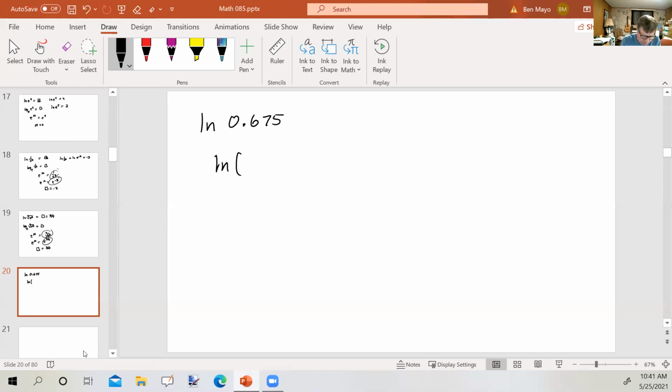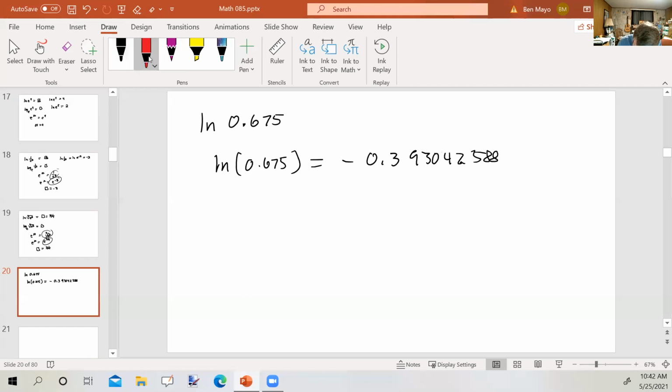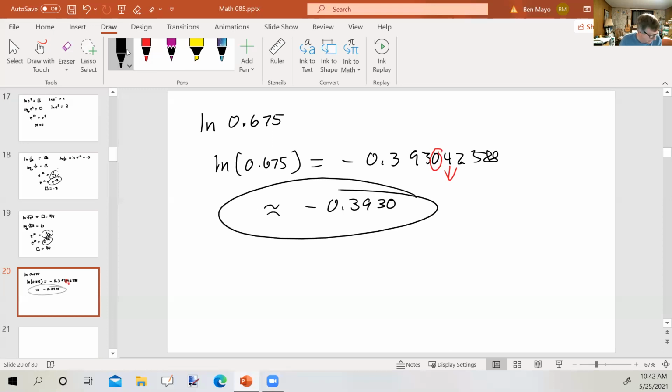So then I'm going to put in 0.675, close it up with parentheses, push equals -0.393042588. However, it said round to 4 decimal places, so that would be right there. The 4 would round down, so we're going to get -0.3930 as our final answer.